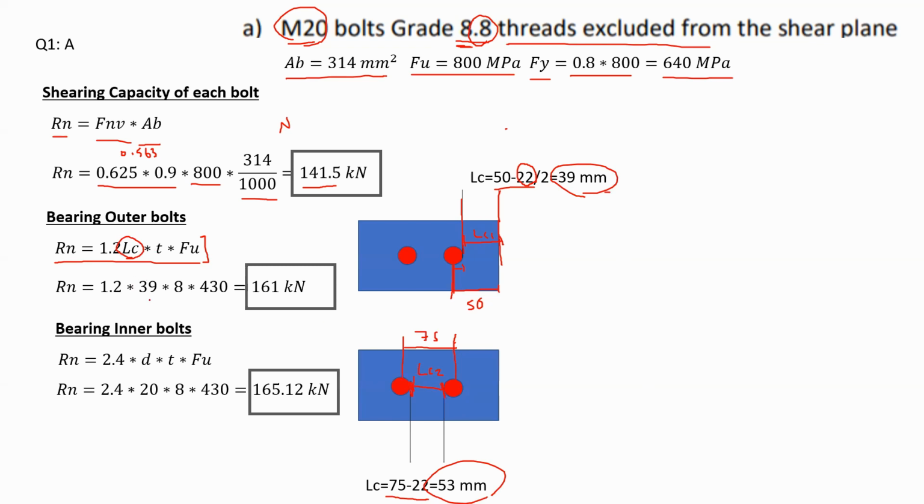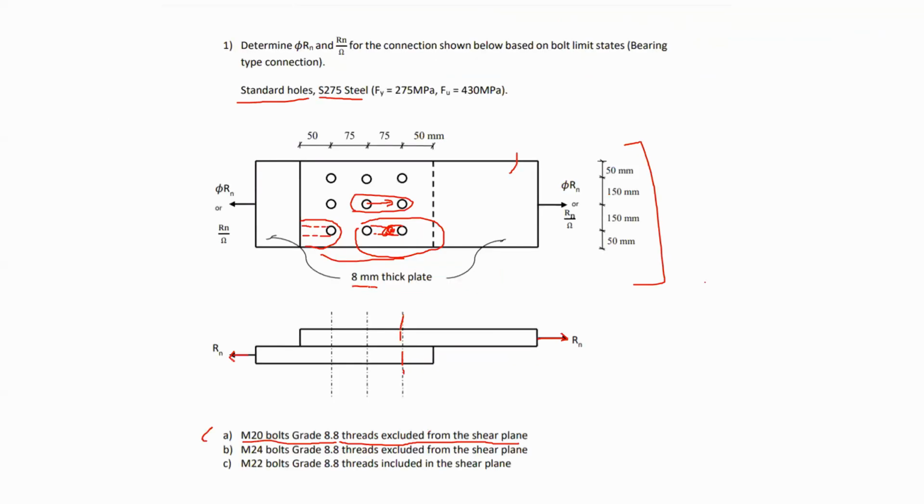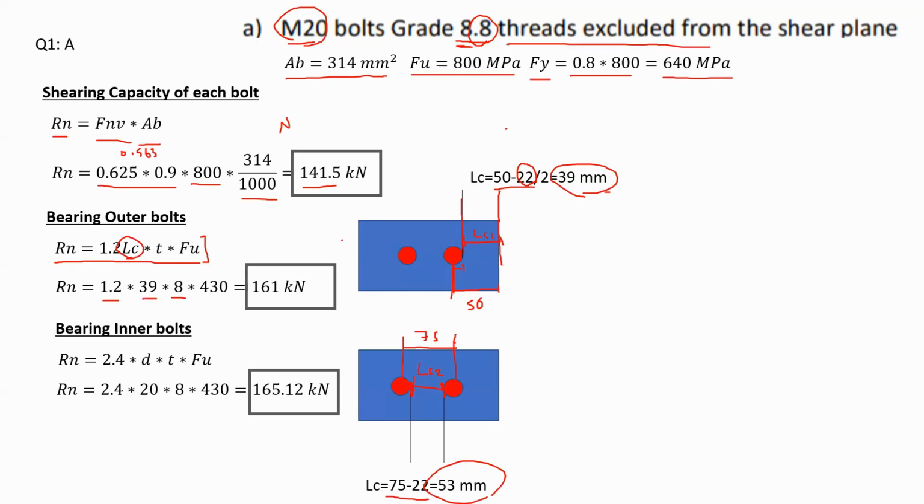And substituting that LC value and the other values, we have 1.2 multiplied by 39, that's the lowest LC, multiplied by the thickness of the lowest plate, which is 8 millimeters in both cases. Again, in the problem, it says that 8 millimeters is the thickness of the plates. And lastly, multiplied by F ultimate for the plate, 430 megapascal. Now from here, we get the value for Rn, the capacity based on the bearing of outer bolts, equal to 161 kilonewtons from this equation.